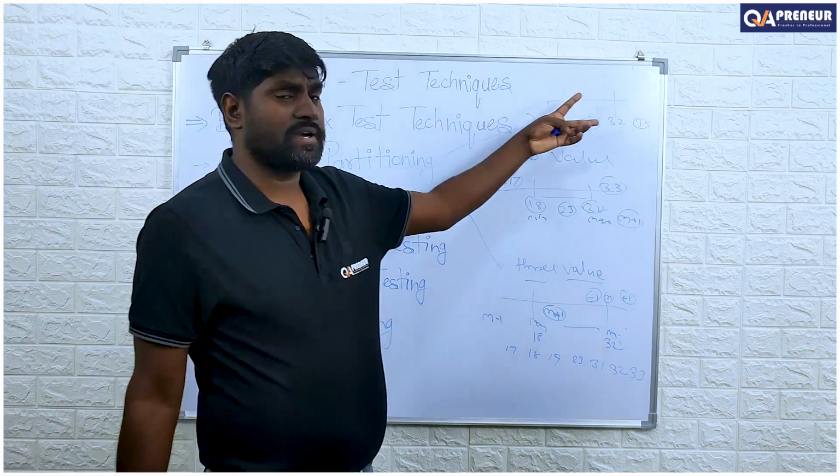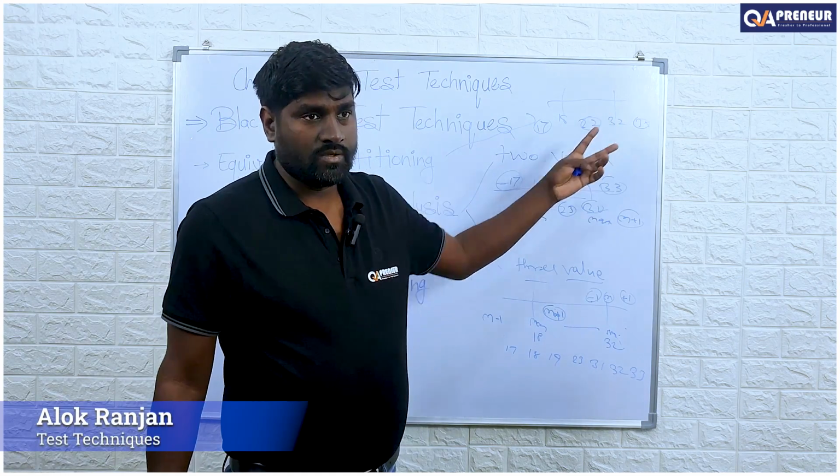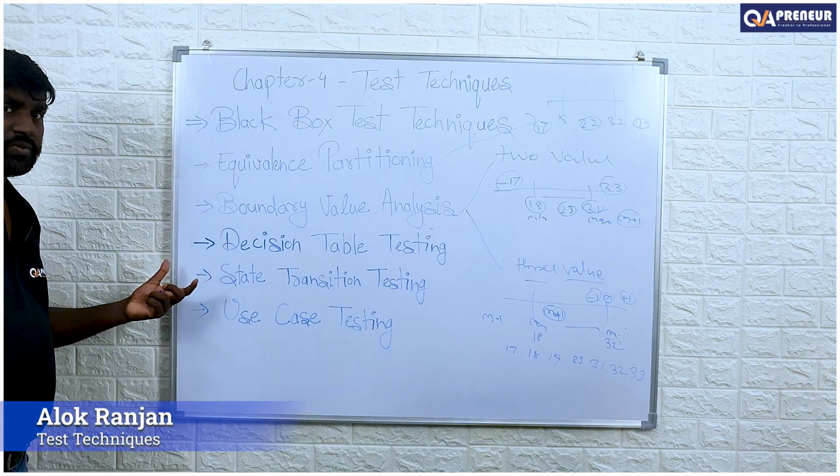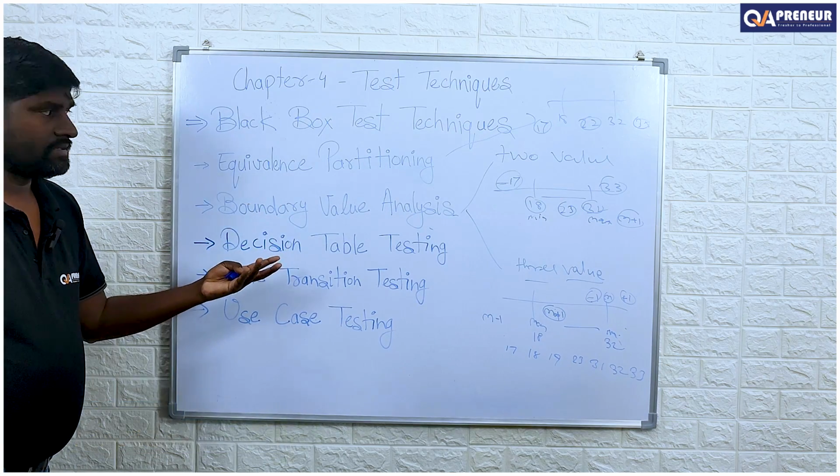For equivalence class partitioning we have the three value only. So this is the approach to reduce the number of test cases.